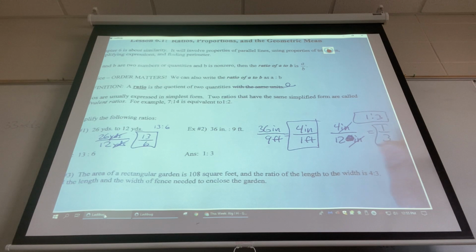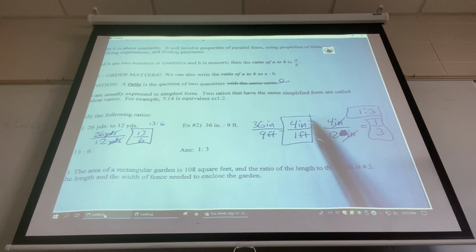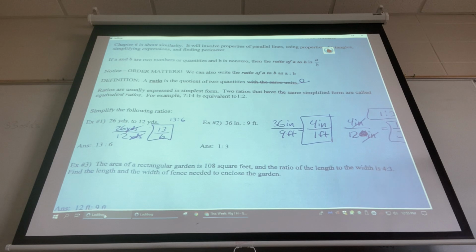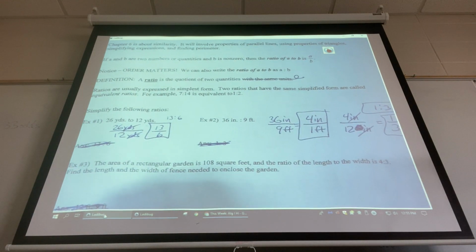Okay, and they have different benefits. If we're talking about a map, you're going to want this ratio. If you're just talking about pieces of lumber and you want to know the ratio of the lengths between them, you could benefit from changing them to the same measurements and getting the ratio like so. So it's different applications.